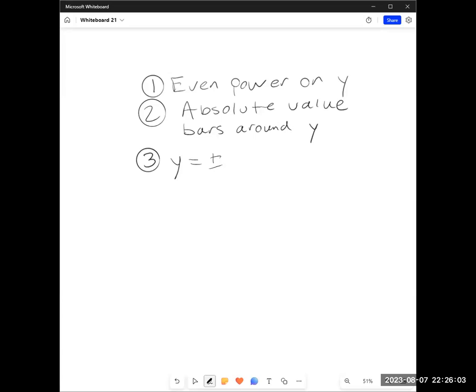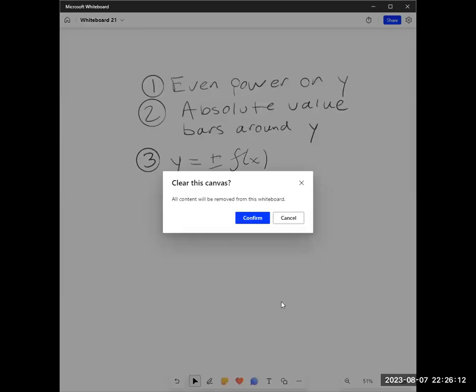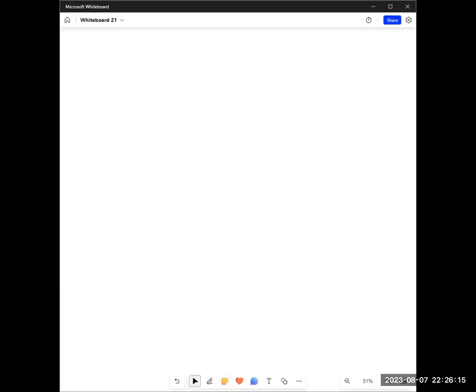So let's look at some examples of this. My first example for you is y equals x cubed. That doesn't break any of the three rules, so y is a function of x. Next one, y equals 1 over x. Again, it doesn't break any of the three rules, so it is a function.